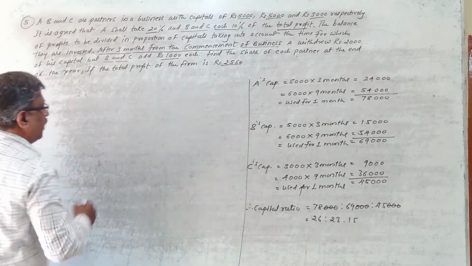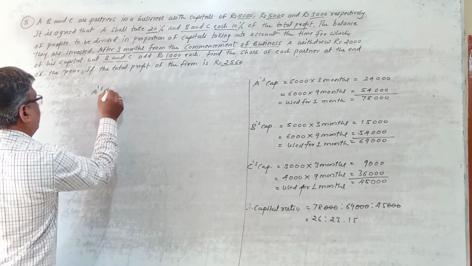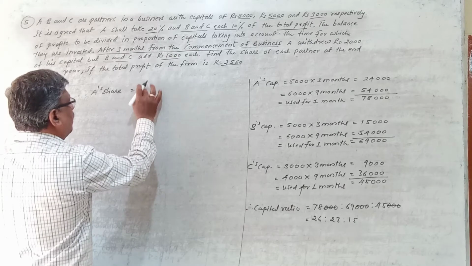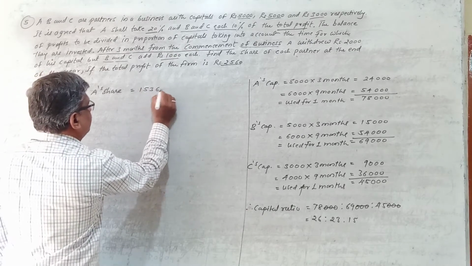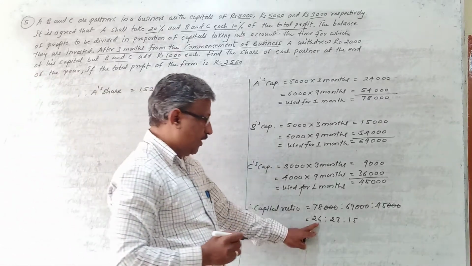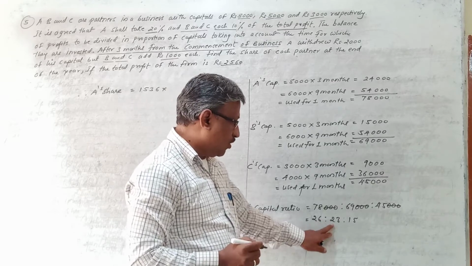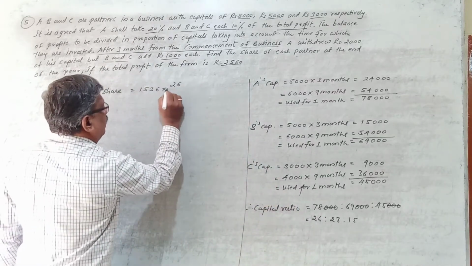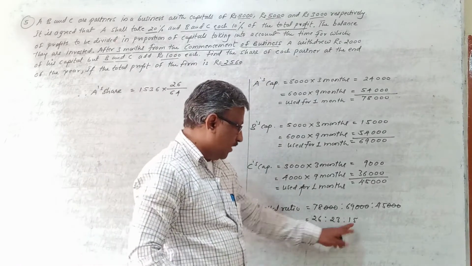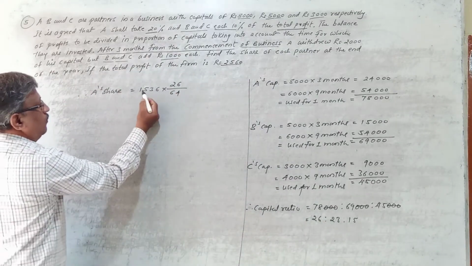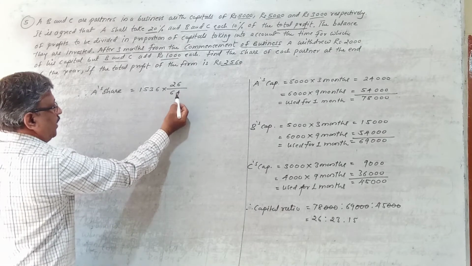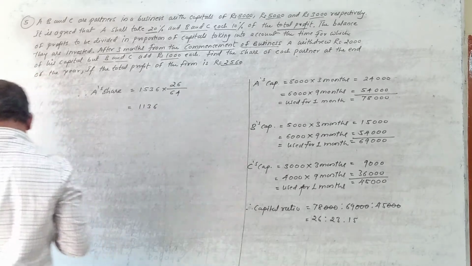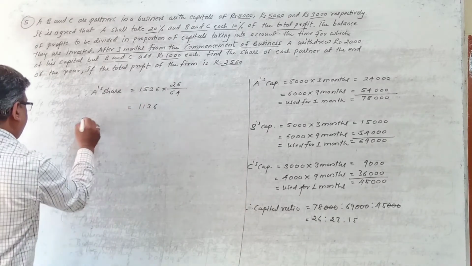Now, first you calculate A's share in the balance profit. So, how much balance profit we have calculated? It is 1,536 rupees. This we have to multiply by A's share, which is 26 divided by the total of these 3 values. It comes to 64. So 1,536 you multiply by 26 and divide by 64. So you will get 1,136 rupees. Yeah, it comes to 1,136 rupees.